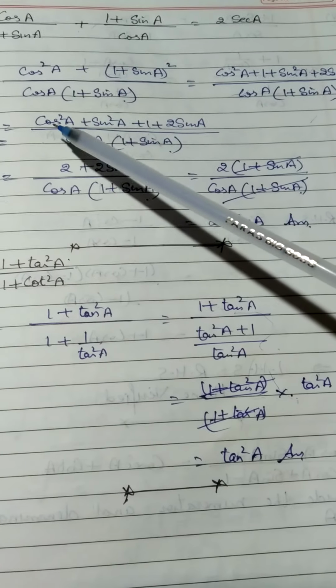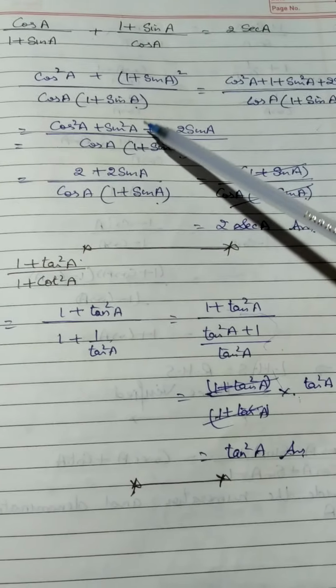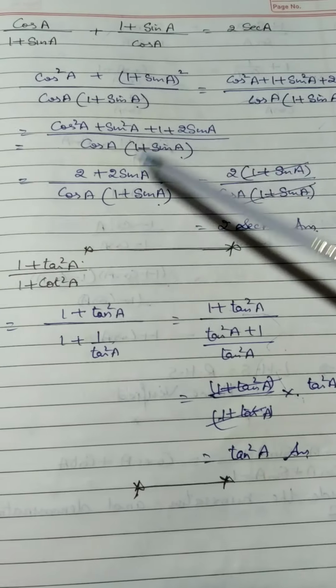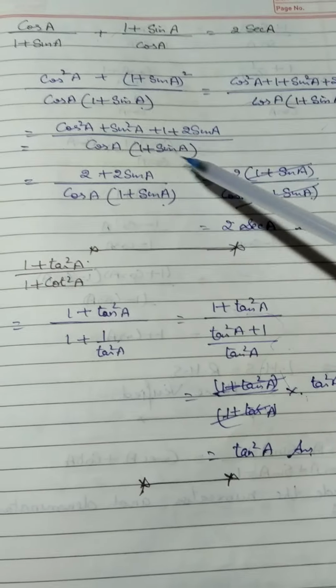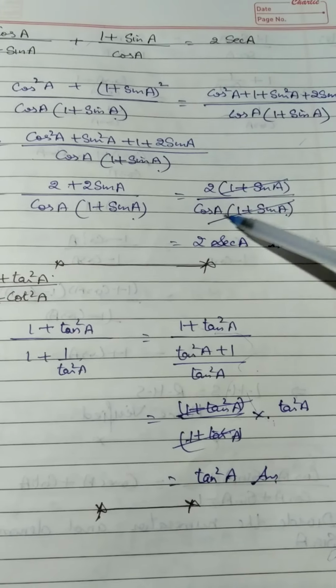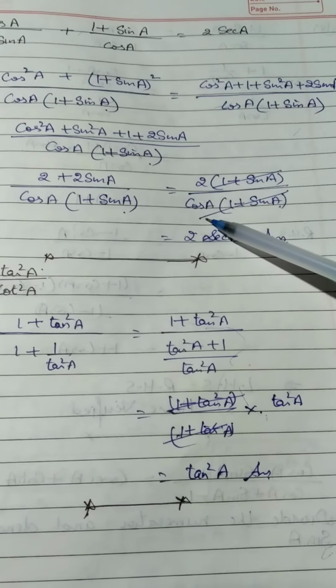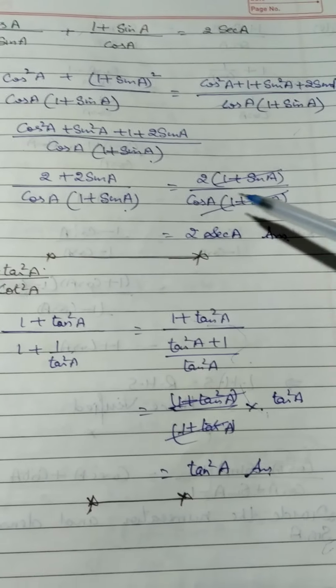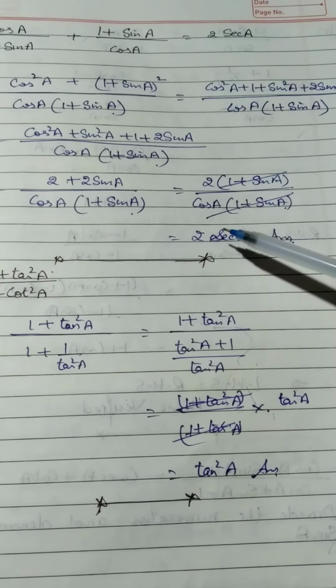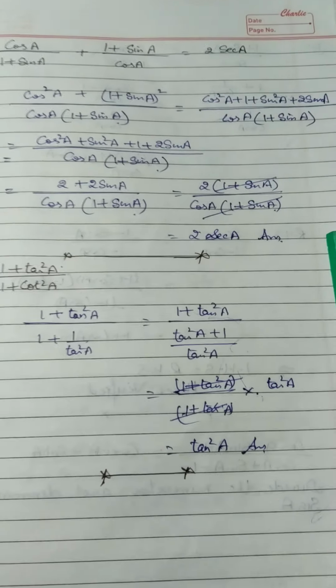Now again we have the identity, that is cos square a plus sin square a is equal to 1. Then 1 plus 1 is 2. So 2 plus 2 sin a upon cos a into (1 plus sin a). 2 is common from here, 2 into (1 plus sin a) upon cos a into (1 plus sin a). The 1 plus sin a cancels, we get 2 upon cos a, that is equal to 2 secant a, because 1 upon cos a is equal to secant a.